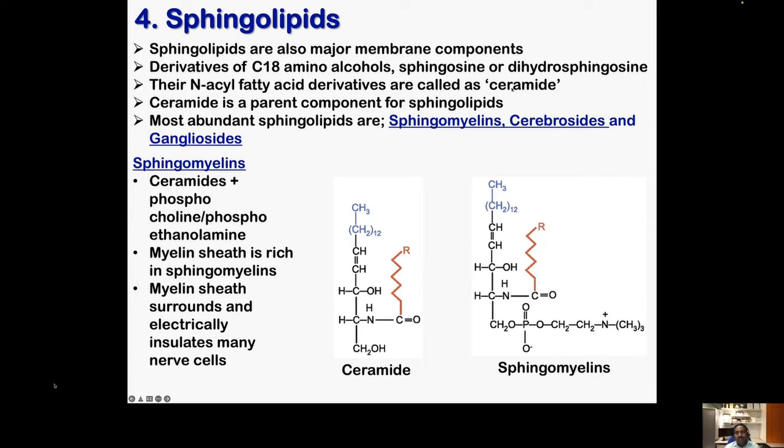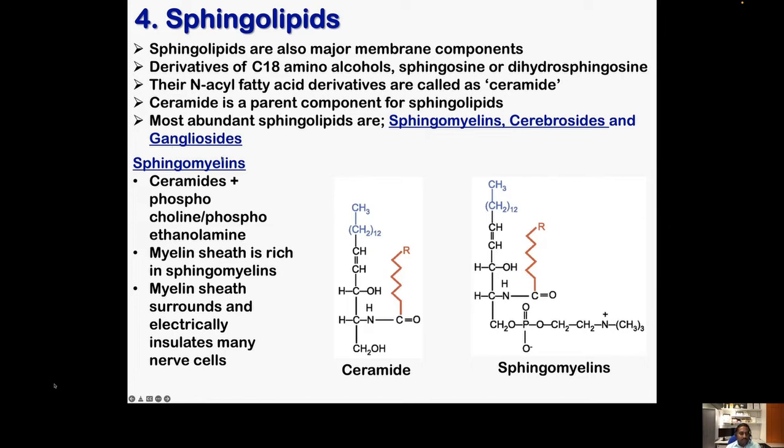So what is ceramide? Ceramide is basically an amino alcohol, either sphingosine or dihydrosphingosine, plus a fatty acid molecule. Please don't get confused here. A fatty acid molecule and sphingosine or dihydrosphingosine makes ceramide, and this ceramide acts as a parent compound for all sphingolipids. The most abundant sphingolipids in our body are sphingomyelins, cerebrosides, and gangliosides.